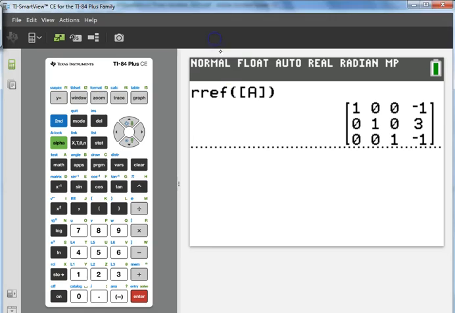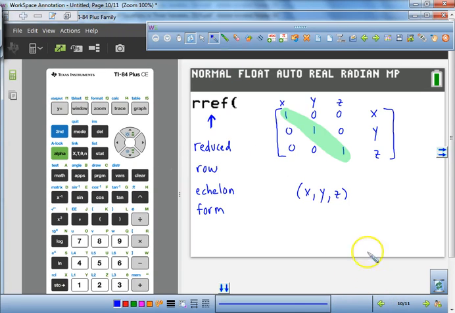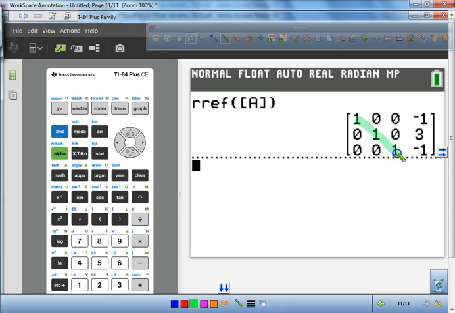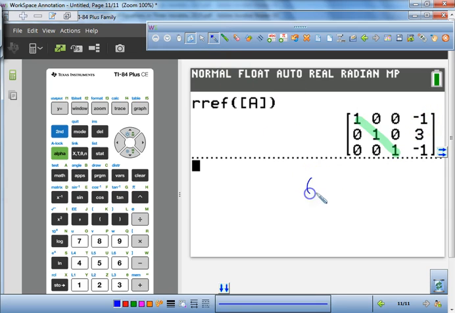I want you guys to take a look at this. Remember how we just talked about how we have a 1, a 1, and a 1, and you got x, y, and z? Do we have a 1, a 1, and a 1 diagonally? Yes. What was our answer after we worked it all out by hand? It was what? -1, 3, and a -1.